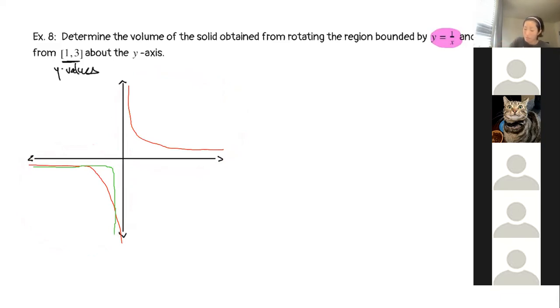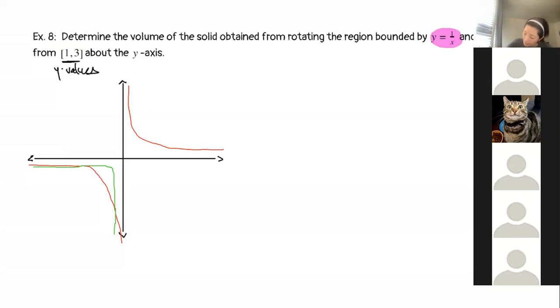Now we are in particular looking for y values from 1 to 3. So do we need both branches? We're looking only from y equals 1 to 3. Yeah, I would say we don't need the one in quadrant three, right? We only need the one in quadrant one. Perfect way to summarize that, David. We only need the one from quadrant one, okay?